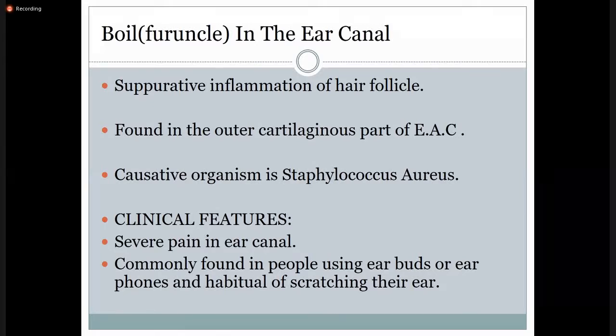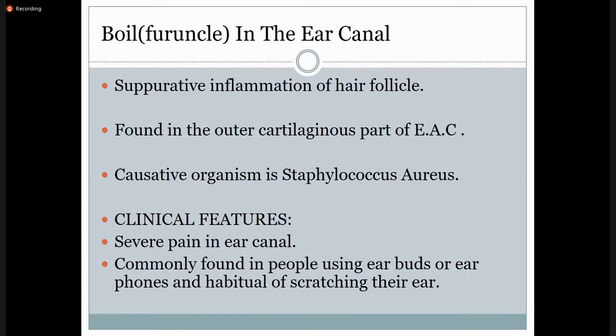For example, in the part of the external ear, it is the outer cartilaginous part. Which cartilage is there? Elastic cartilage. So the external auditory canal has two parts, outer cartilaginous and inner bony. Hairs are lying only in the outer cartilaginous part, the outer 1/3. So if there is inflammation or infection by Staph aureus, that can lead to acute suppurative inflammation of the hair follicle, which is commonly called furuncle.